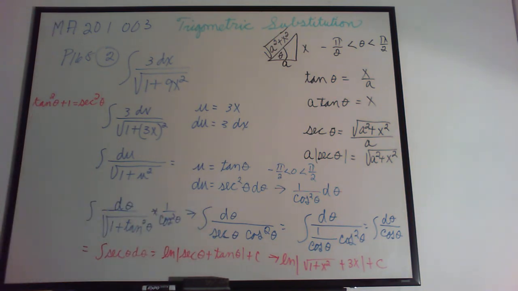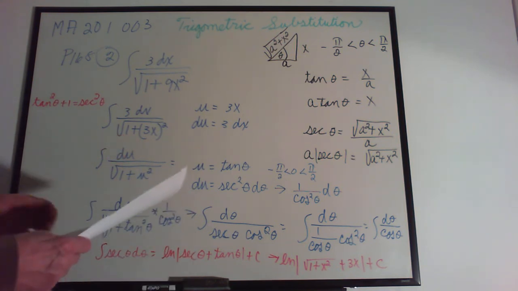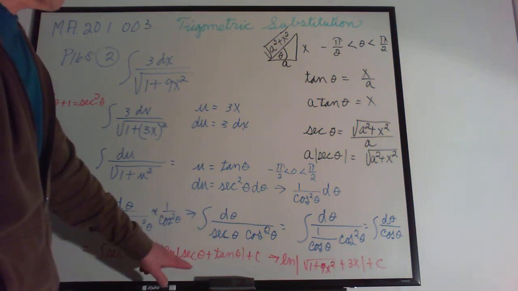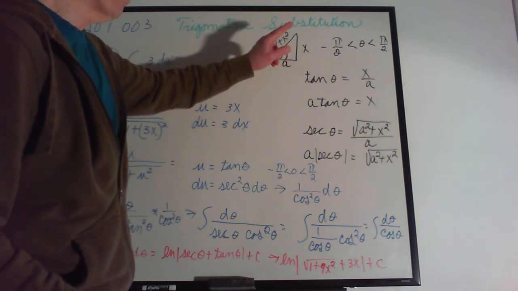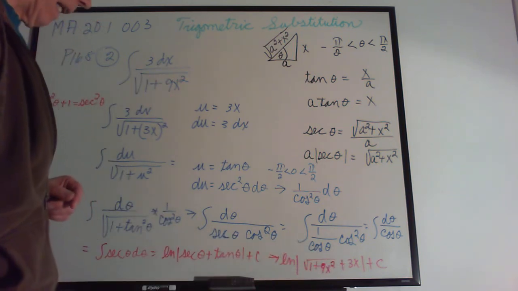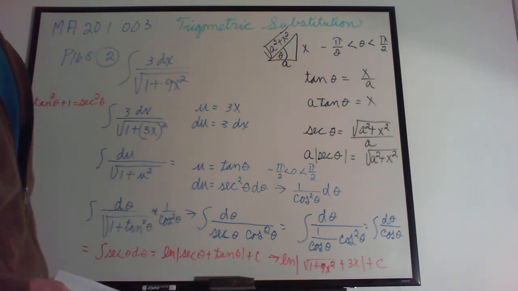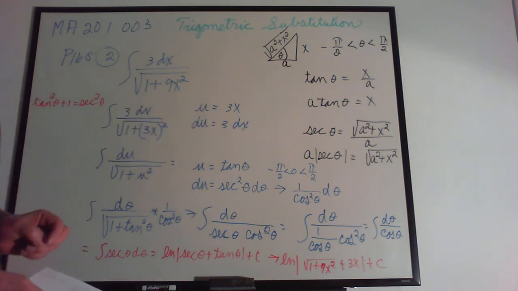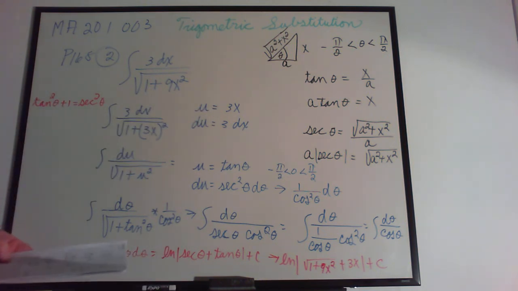Now what I want to do for secant theta, that's going to be equal to 1 plus 3x. Hold on. Secant theta is going to be equal to the square root of a squared plus x squared, which is square root of 1 plus 9x squared. I forgot to put my 9 in there. Plus tangent theta, which is going to be equal to 3x. The tangent of theta is equal to u. U is equal to 3x.